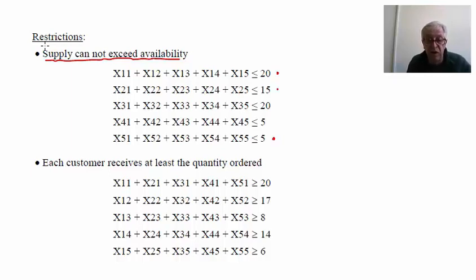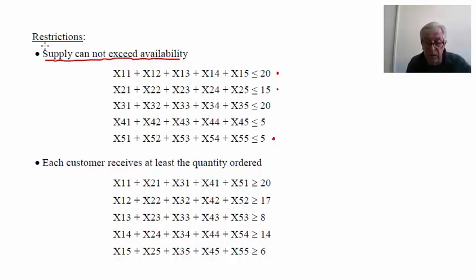So the elements in a column of the matrix of decision variables are related with the quantity that the customers will receive. So the customers, they must receive at least what they require.